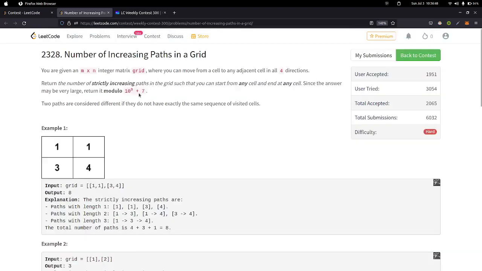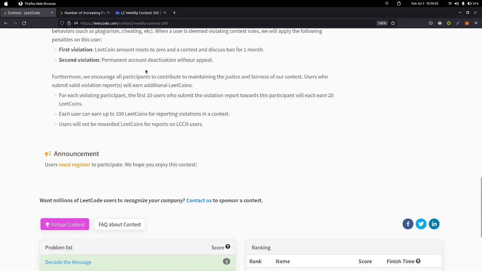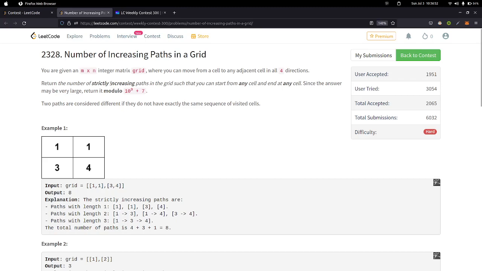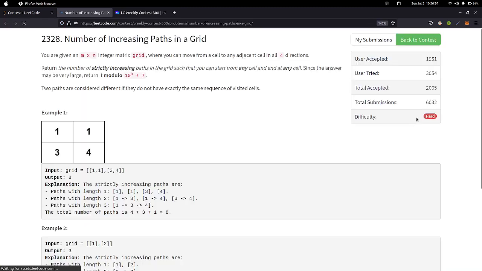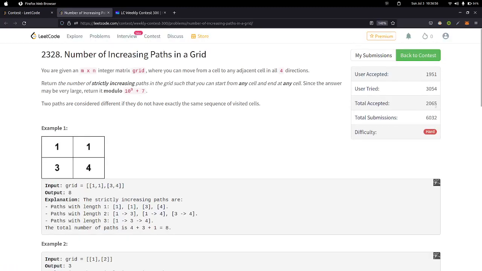So that's it for the solutions. Overall, the difficulty of the contest was comparatively easy, as you can see from the total number of accepted solutions for hard problems. That's it. Thanks.